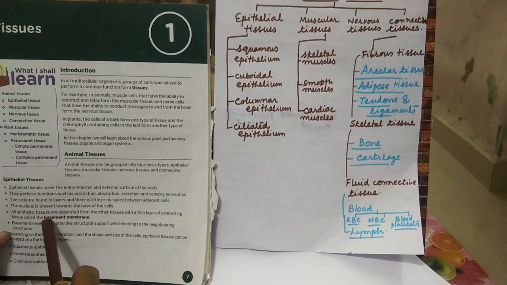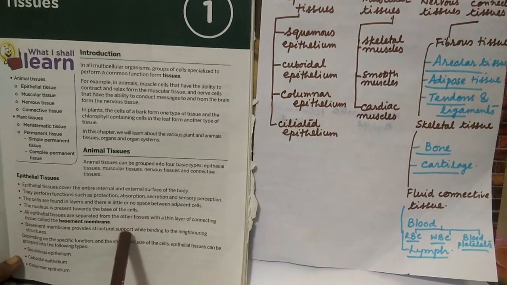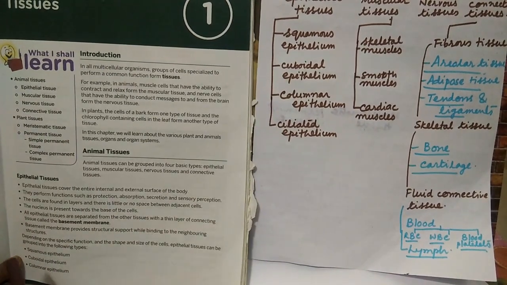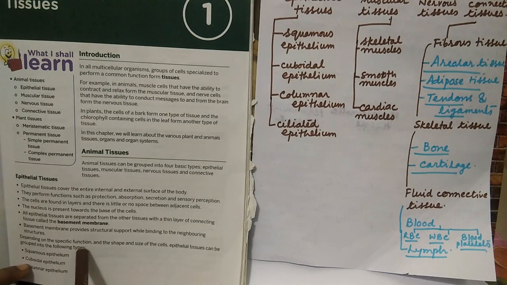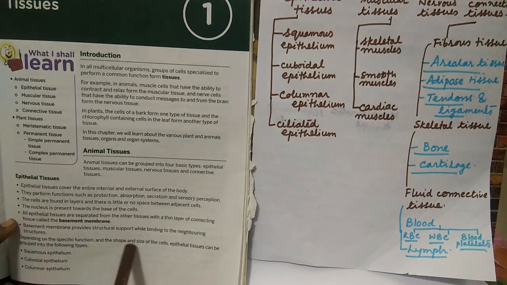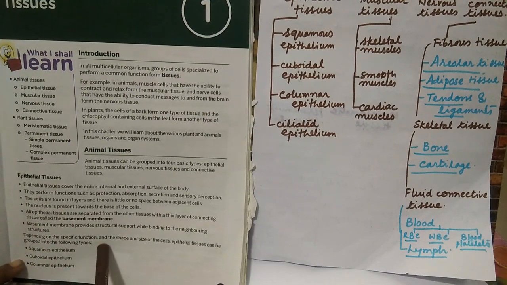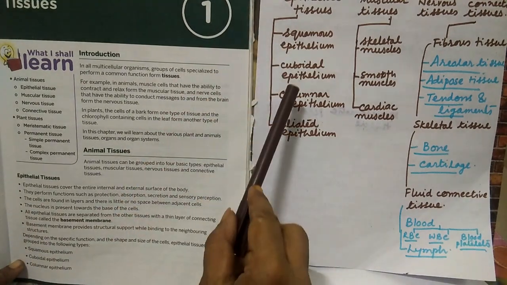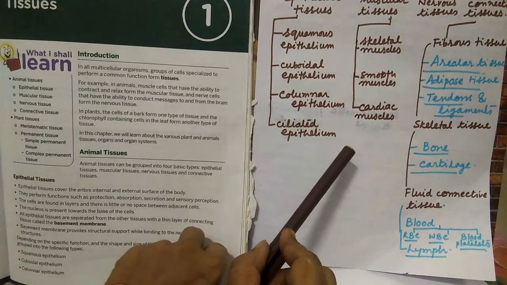Basement membrane is given in block letters, so we will be marking that. It provides structural support while binding to the neighboring tissues. Depending on the specific functions, shapes and sizes of epithelial tissue, there are 4 divisions: squamous epithelium, cuboidal epithelium, columnar epithelium and ciliated epithelium.